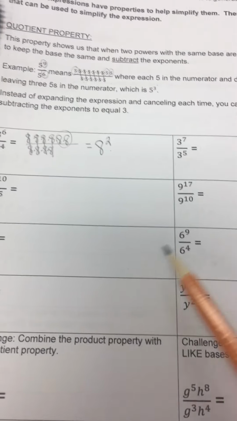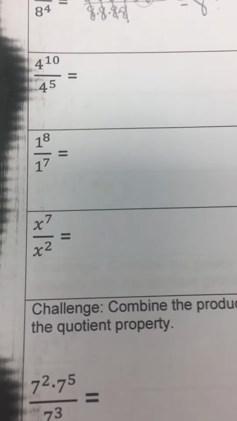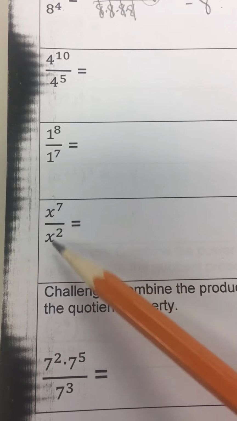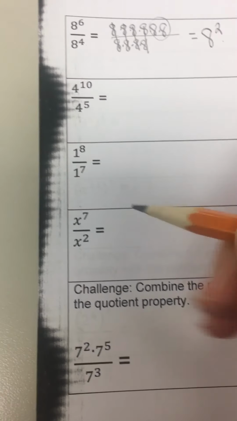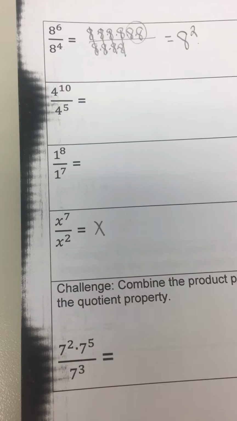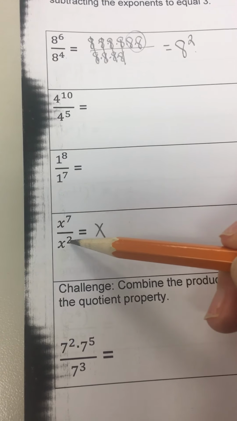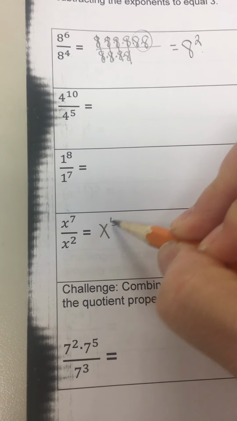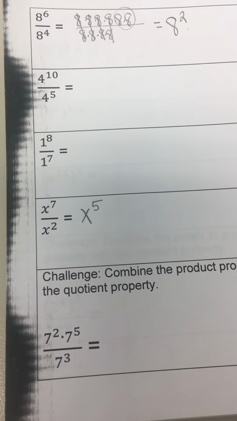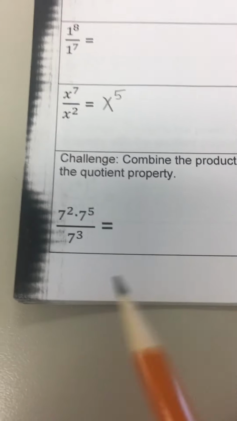Okay, so you're going to do that for all of these. You're just going to keep the base, the larger number, and subtract the exponents. And down here we start to see some variables. Same thing. I'm going to keep the base, which is the x, and I'm just going to do 7 minus 2 to get 5th power. All right, now down here we've got a couple of challenge problems. I'm going to help you with those.